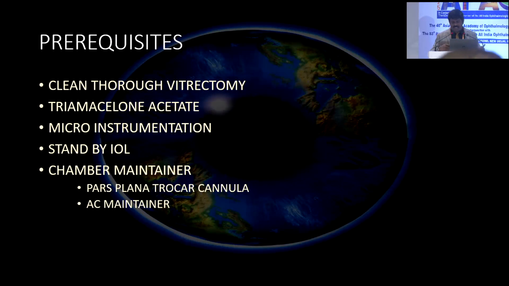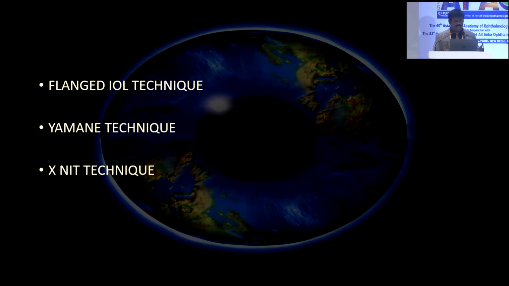And every technique has different micro instrumentation, and it is very important to get trained in that particular micro instrumentation. A standby IOL is very, very important, because I've seen many of the trainees, when they are trying to learn a technique, the haptic optic junction breaks away. So have a standby IOL definitely with you. Chamber maintenance is very important. A pars plana trocar cannula, of course, is very important when the eye is not vitrectomized. And an AC maintainer, when the eye is already vitrectomized, you can have an AC maintainer. I'm talking about the flanged IOL technique, the Yamane technique, and the XNet.